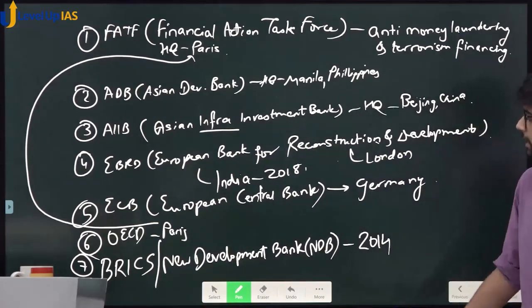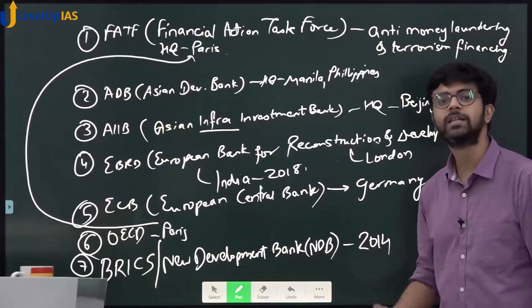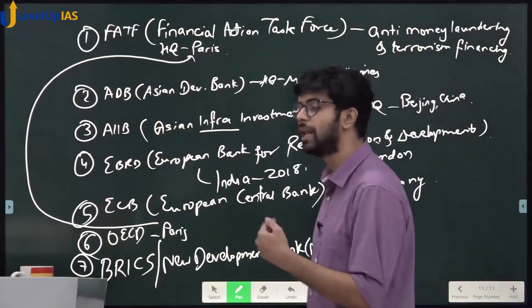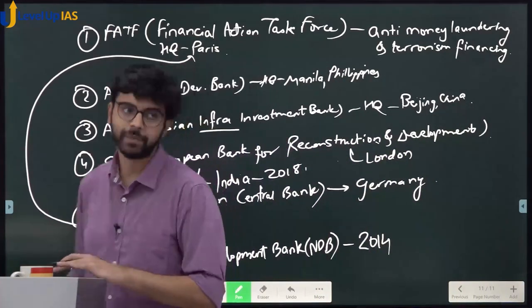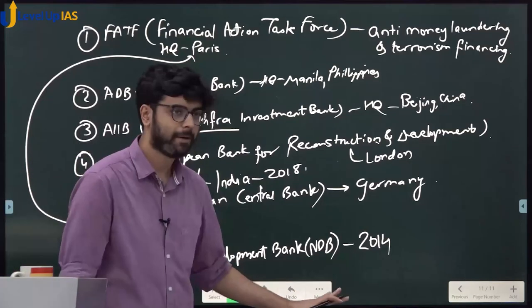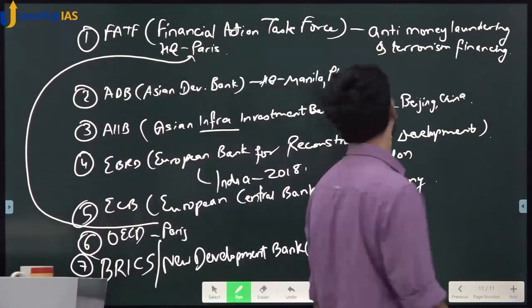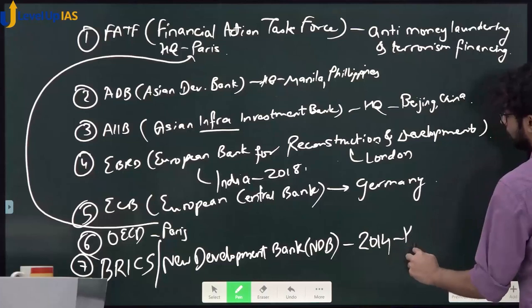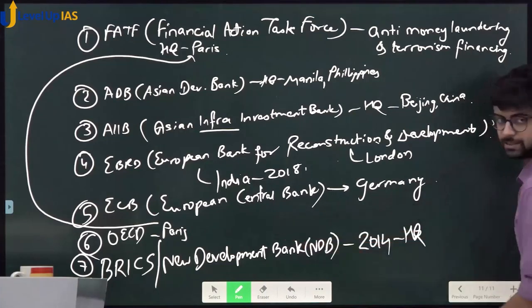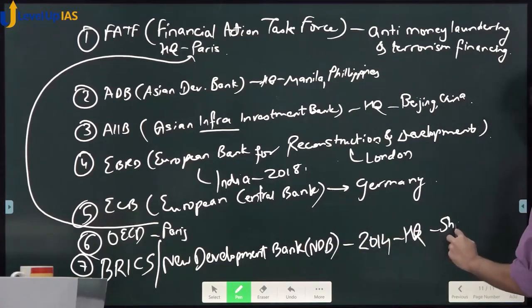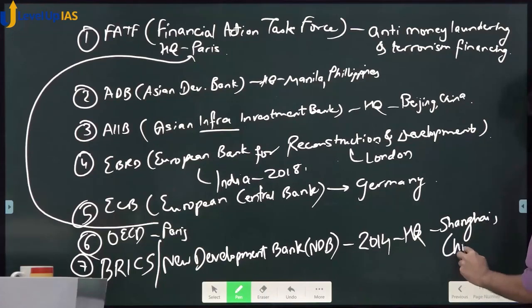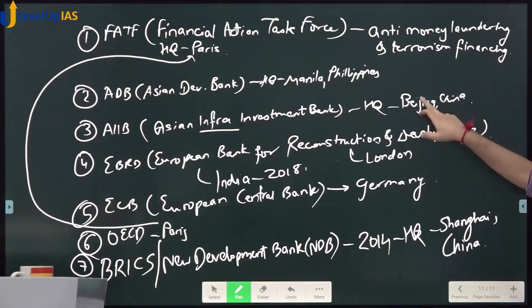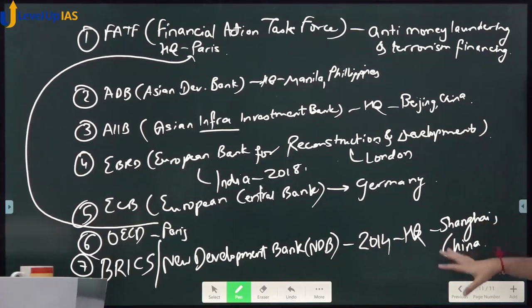Okay? So that organization was established via the Fortaleza Declaration of 2014 of BRICS. That is called the New Development Bank. Now its headquarters is in one of these countries. Please do not confuse Shanghai and Beijing. Dono China mein hai, but the cities are different. And these are major cities, Shanghai and Beijing.